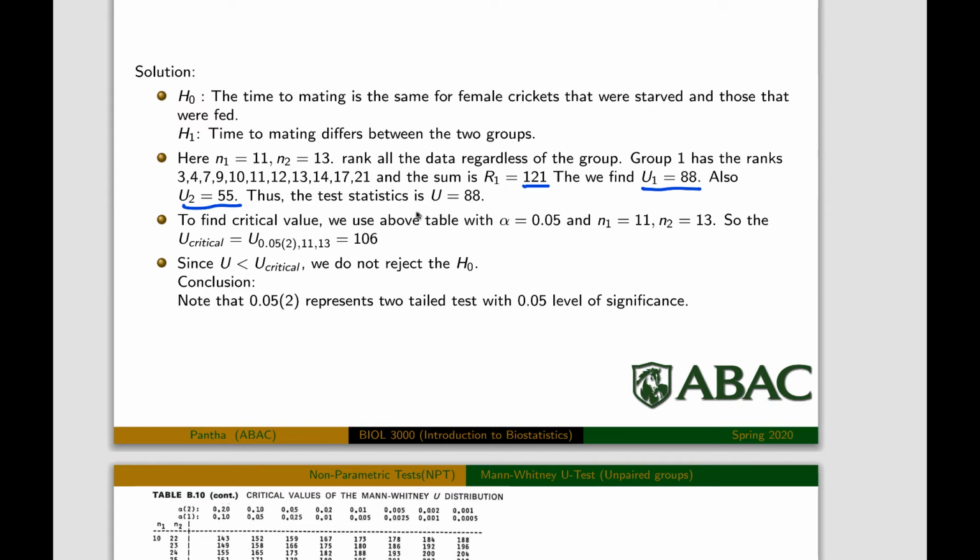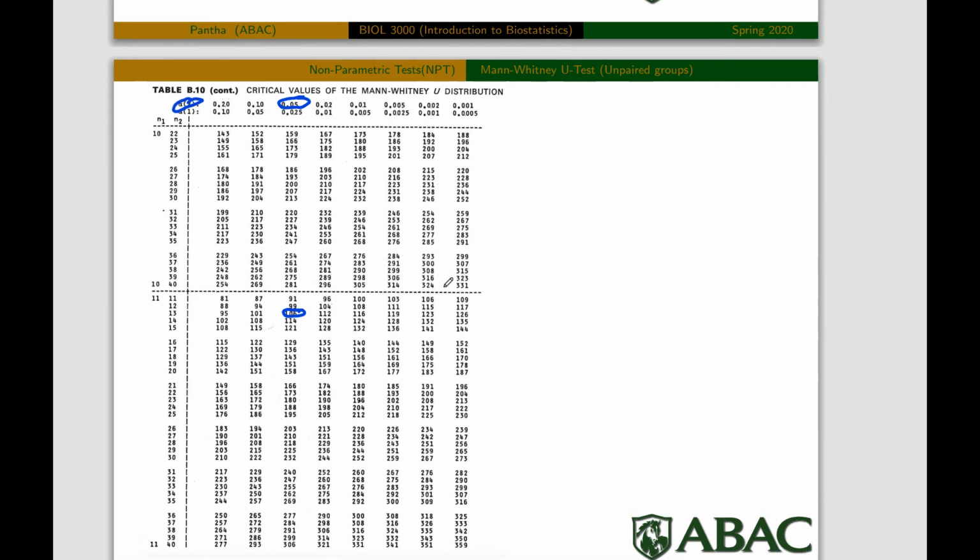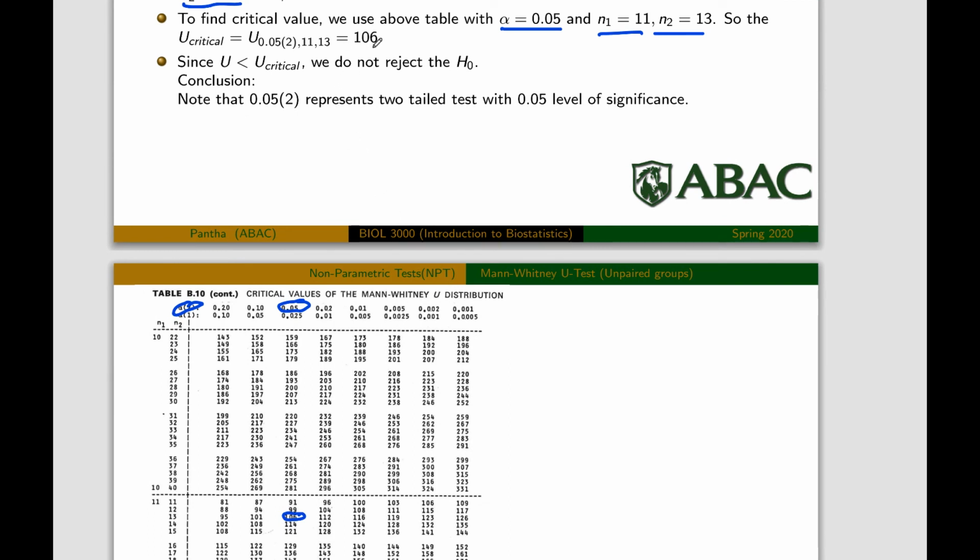Okay, now to find the critical value, we have alpha equals 0.05, N1 is 11, N2 is 13. I have the page of the table. See, alpha is 0.05, N1 is 11, N2 is 13, so alpha is 0.05, two-tailed test. You see that? Alpha 2 is the two-tail, alpha 1 is the one-tail. So this is the value you get for the critical value. That is, the critical value is 106.